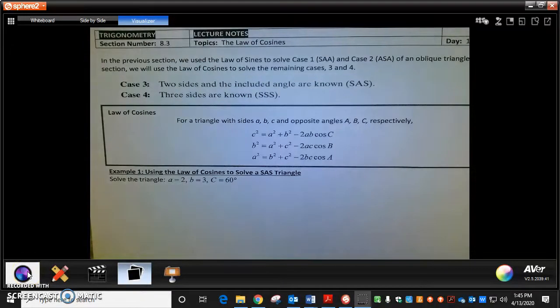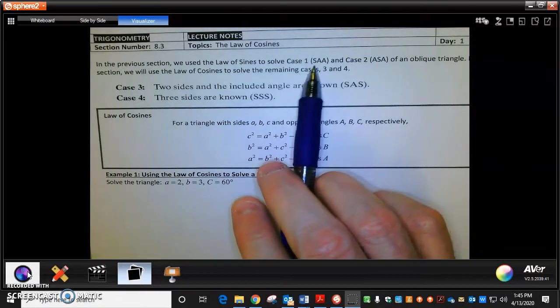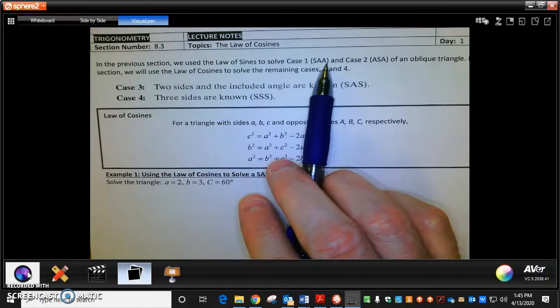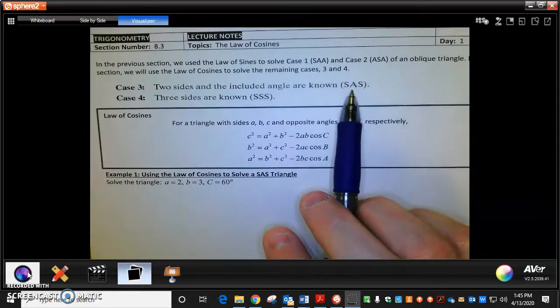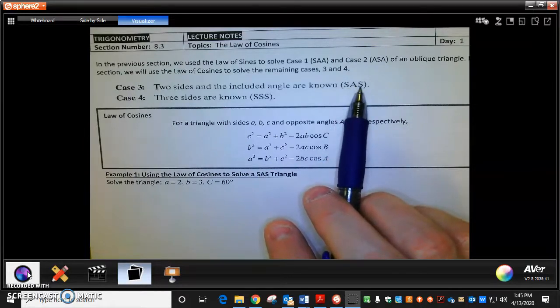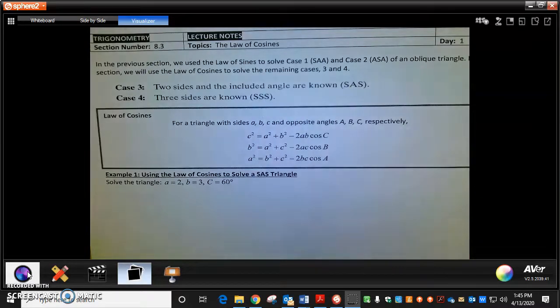Hey guys, today we're going to do section 2 in chapter 8, which covers something called the law of cosines. Now, last lesson we had two cases. We had side angle angle and we had angle side angle. Today we're going to be working with side angle side situations, so you're going to know two sides and the angle in between them, or we're going to have side side side situations.